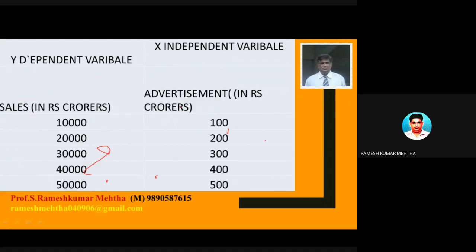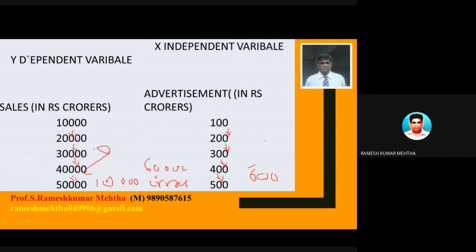Now, if you look carefully, for every increase of 100 crores, the sales has increased by 10,000 crores. So, if I spend another 100 crores in the next year, my sales will increase by another 10,000 crores. So, my sales will be 60,000 crores. There is no big deal in solving this problem. But this is only for 5 years.